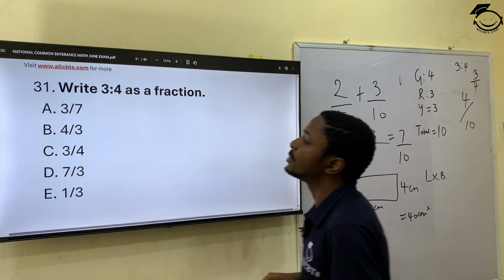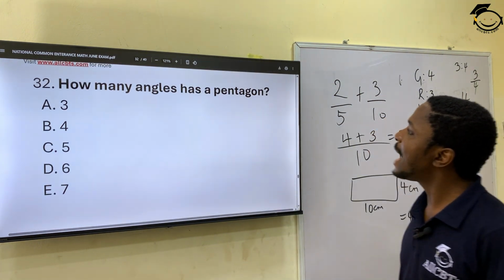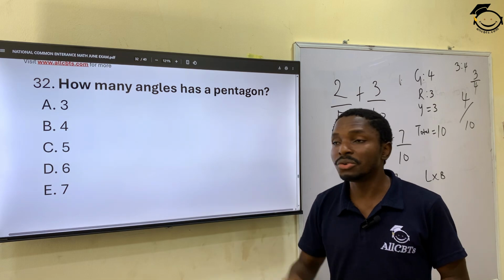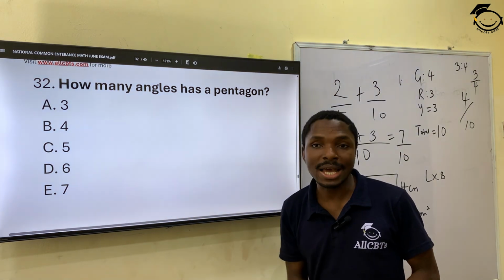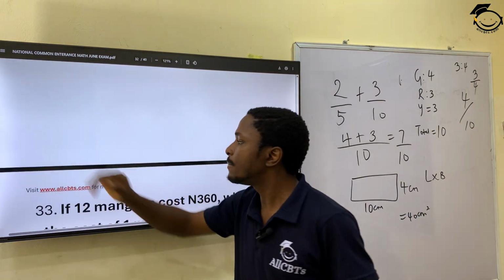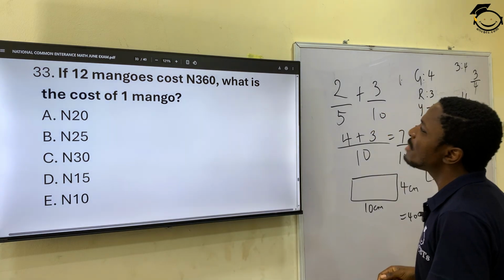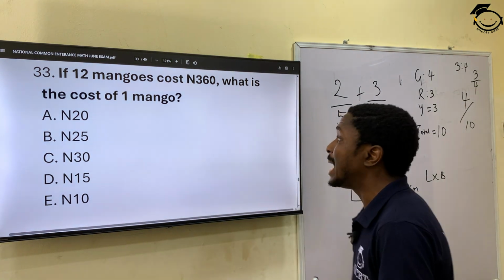Moving forward, 32. How many angles has a pentagon? Okay, we saw this question before. So a pentagon has 5 symmetric sides. So it definitely has 5 angles. Option C.